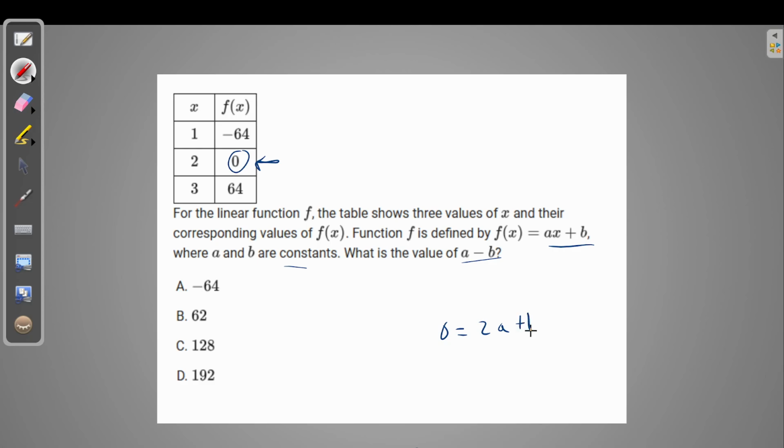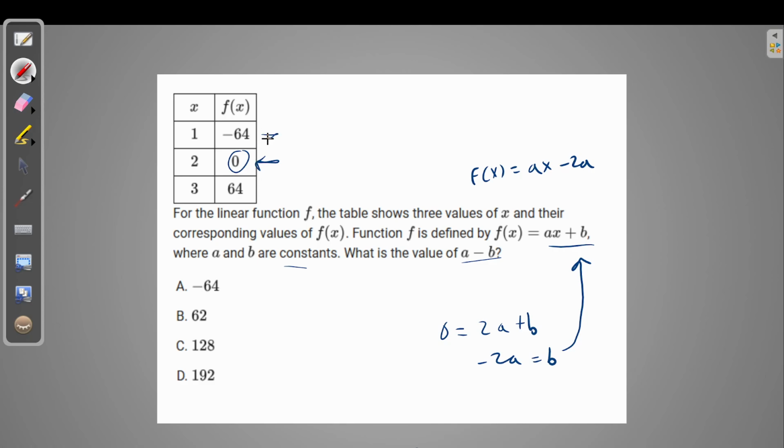So if we plug that in, it'll be 0 is equal to 2a plus b, where negative 2a is equal to b. And you can plug this back in to isolate a as a variable. So that would get you f of x is equal to ax minus 2a, where there's no b variable here. And you want to plug in one of the other two values.